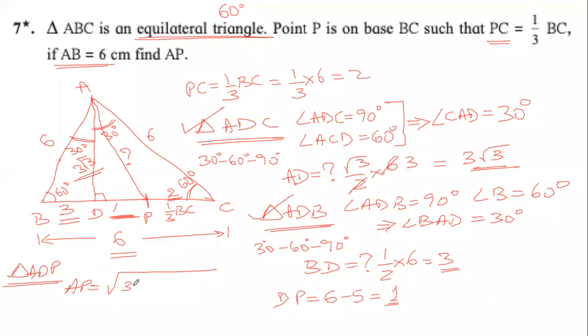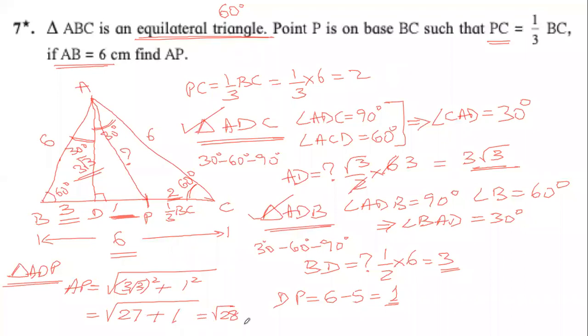If I write here 3 root 3 whole square plus 1 square, you tell me, 3 root 3 whole square how much will it be? Come out of mute and say. 3 root 3 square is not 3, beta. Absolutely not. Someone else? Square of 3 is 9. Root 3 square is 3. 9 into 3 is 27. Plus 1. So the answer is square root of 28.